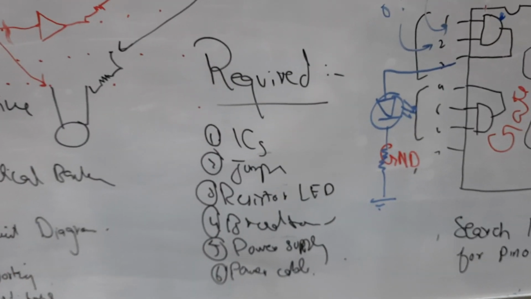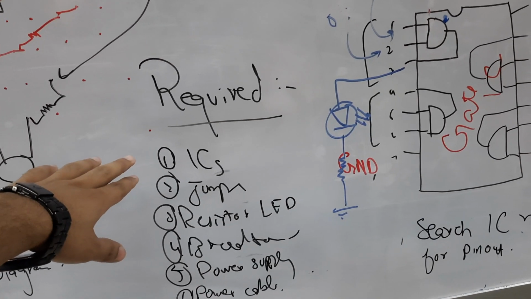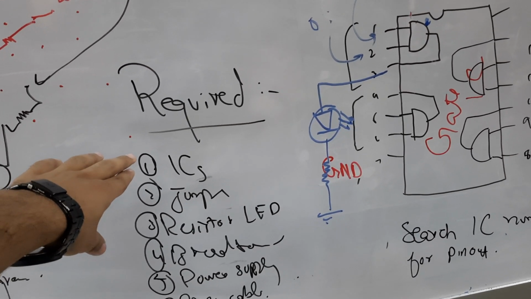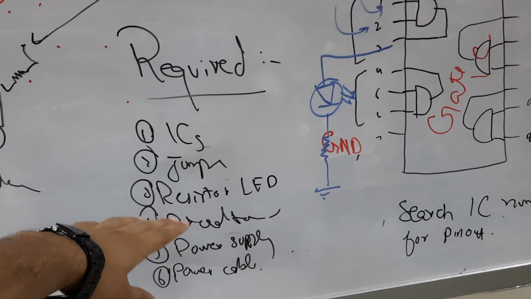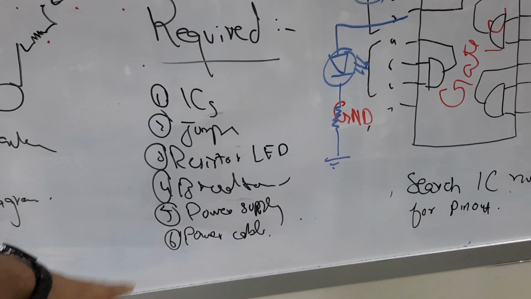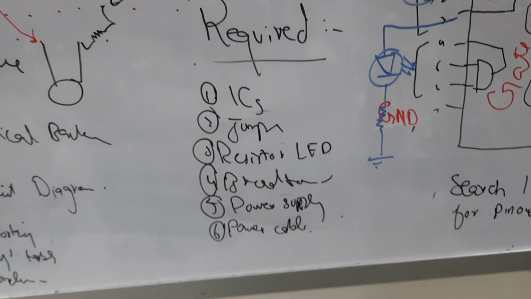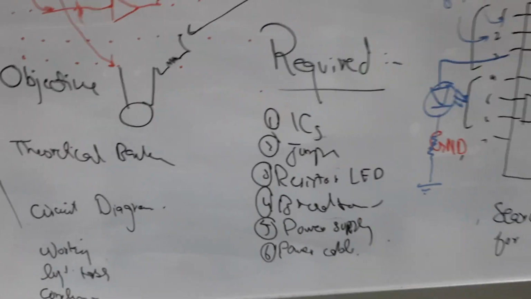These are the required materials. You need ICs, jumper wires, a resistor, and an LED to show the output, a breadboard, a power supply, and a power cable. So let's perform the experiment.